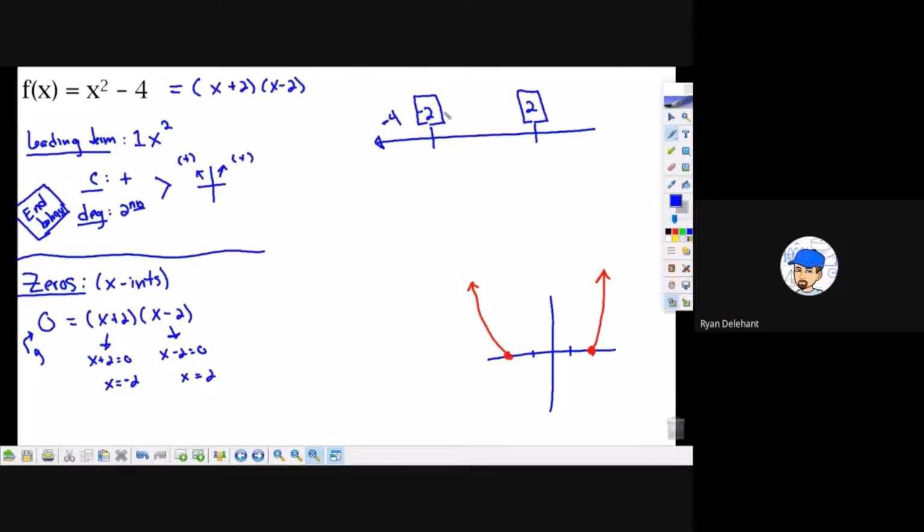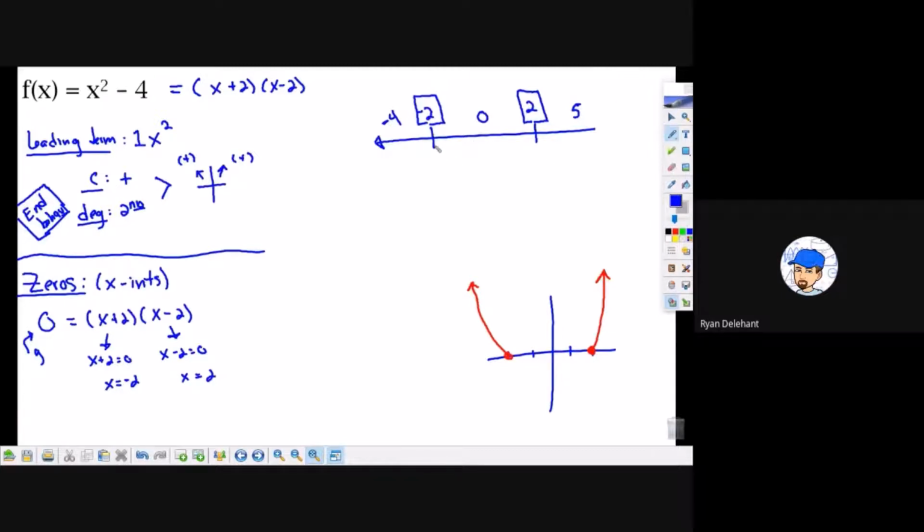Somebody tell me a number between negative 2 and positive 2. 0. I like 0. 0 is nice because it's easy to see. And then now we need something to the right of positive 2. The right of positive 2 is, let's use 5, because I do want to emphasize that I just need to pick something bigger than that.